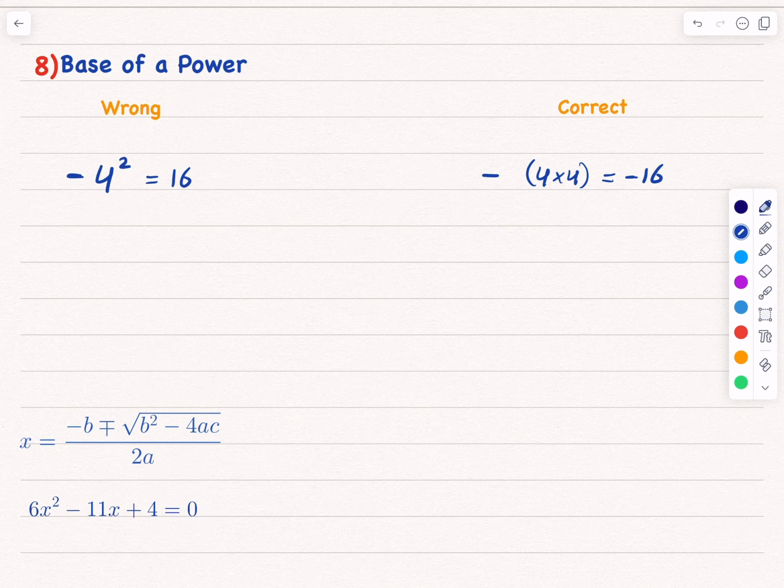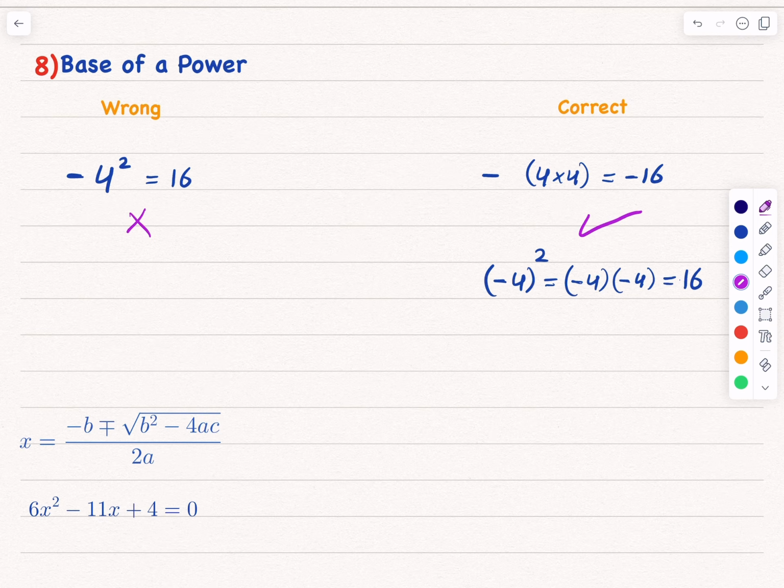So in what situation can we write negative 4 squared equals positive 16? It would be in this case, when the negative also is under the square with the 4. Here this becomes positive 16 because it's actually negative 4 multiplied by itself. Negative 4 times negative 4 would be 16. So these are correct, but this is wrong.